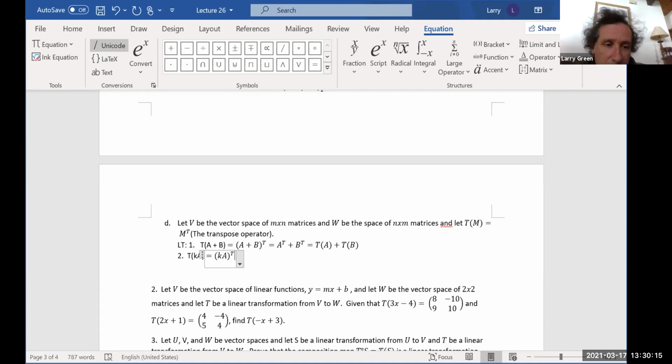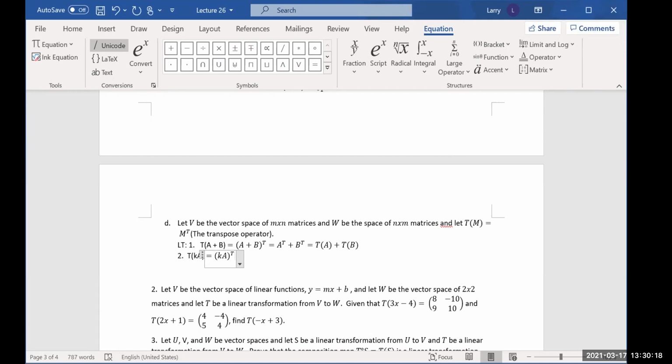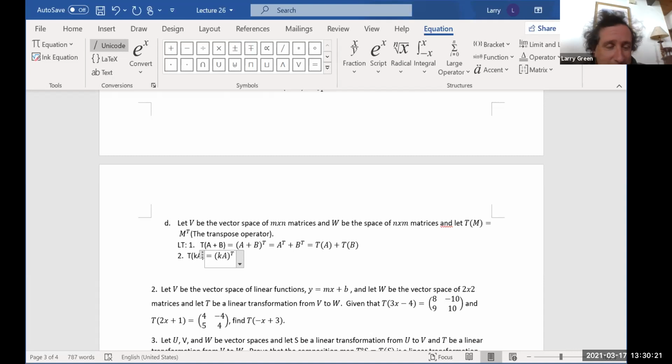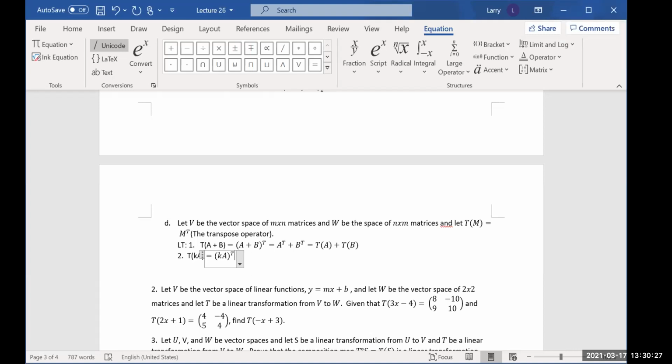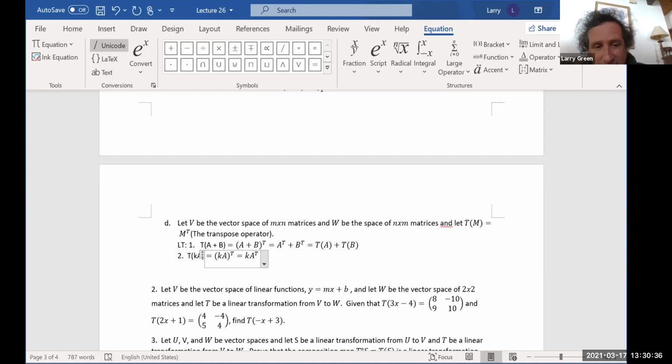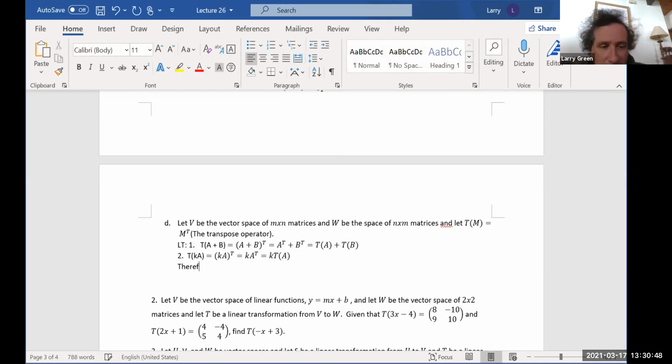Is that clear? Yes. Okay. Now, do you remember the theorem about when you have a constant times A transpose? You can pull out the constant. Yeah. And A transpose is T of A. So that's equal to K times T of A. So therefore, T is a linear transformation.